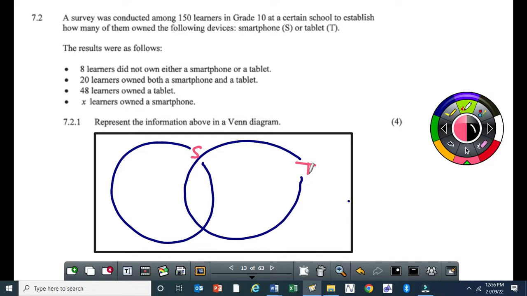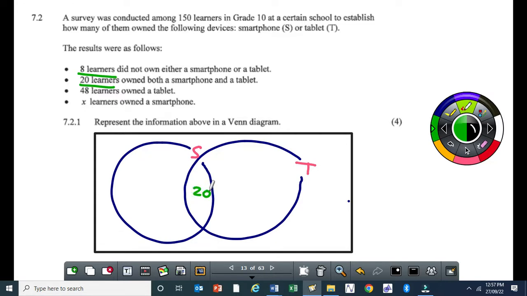Based on the question, how many learners have got both a smartphone and a tablet? 20. I'm going to repeat this because if you don't understand that, you are going to get major challenges with Venn diagrams. Always identify what's common for both events. If it's not given, then call it X. In this case, it's not X. It's a specific value, which is 20. 20 learners own both the smartphone and the tablet, so put those 20 there.